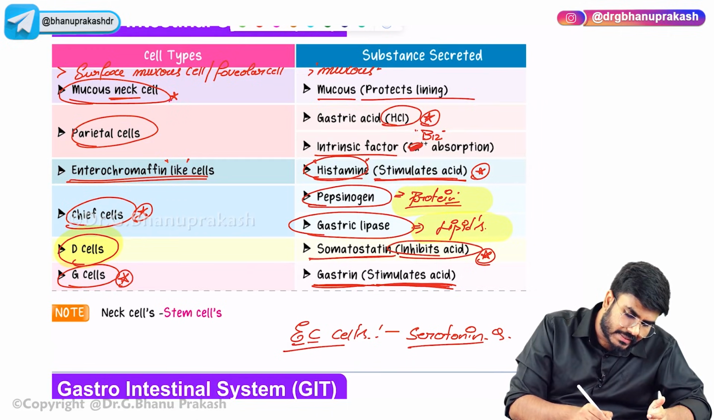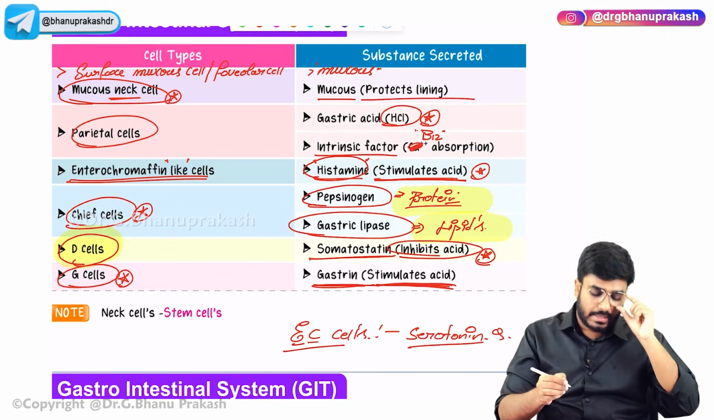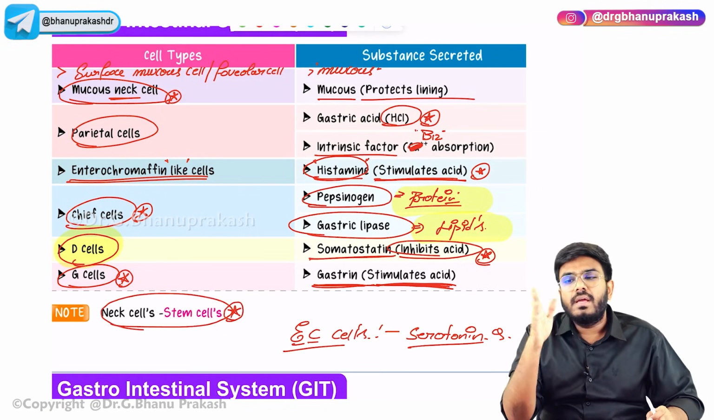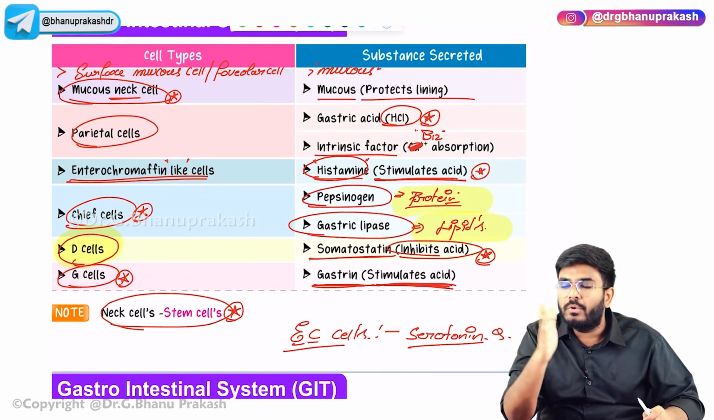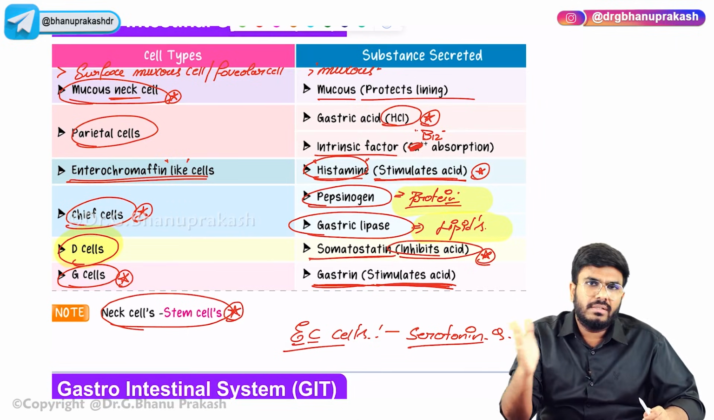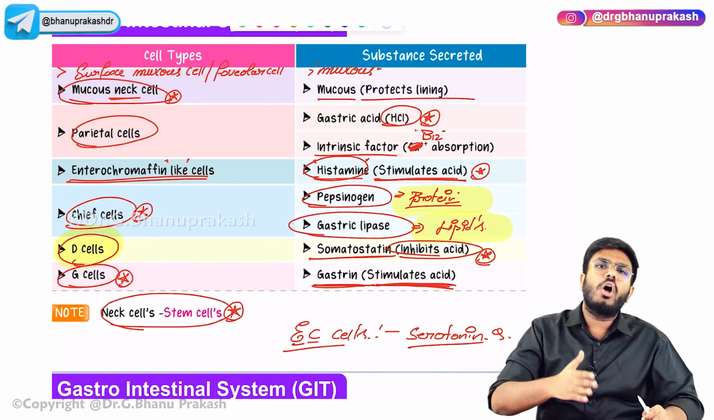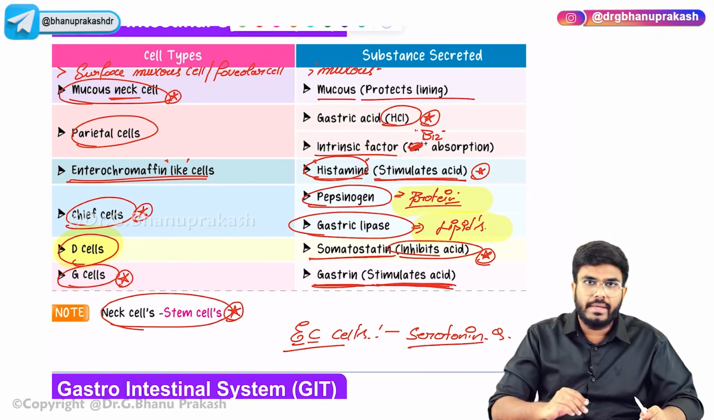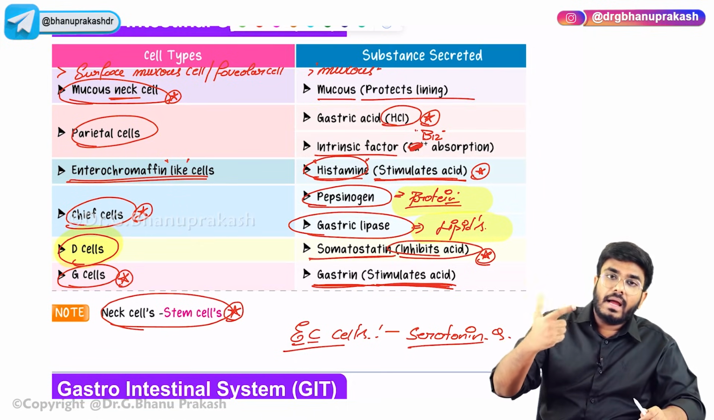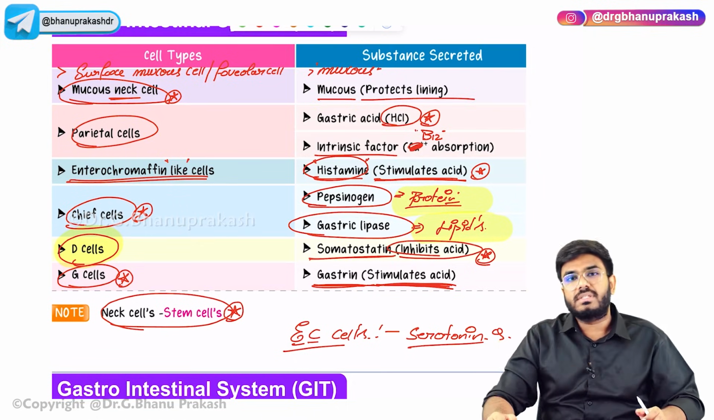One important point is that this mucus neck cell acts like a stem cell. Every day the superficial mucosal cells slough off, and there is a loss of the superficial layer. So, these mucus neck cells will divide and form new surface mucus cells.